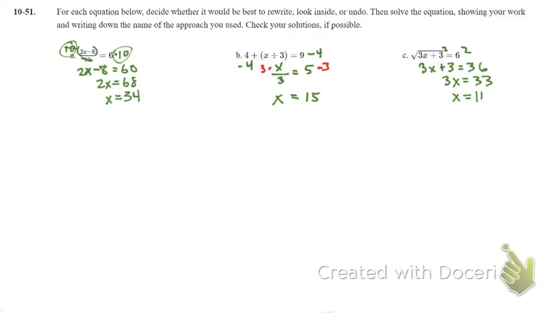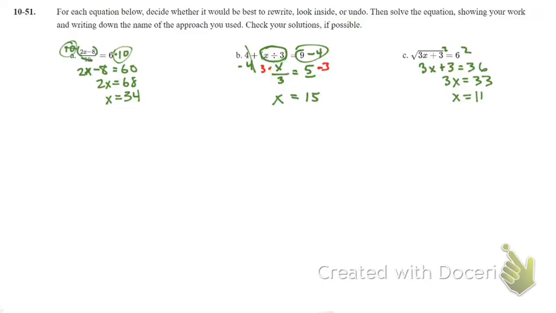For problem B, before I got to the parentheses, I got rid of that 4 on the outside first, right? So you want to do that first. You want to save the multiplication or division step for last. So I got rid of the 4 by subtracting 4 on both sides. 9 minus 4 is 5. And then I got x divided by 3. I just rewrote it as a fraction just because it helps me understand or visualize that it's x over 3.